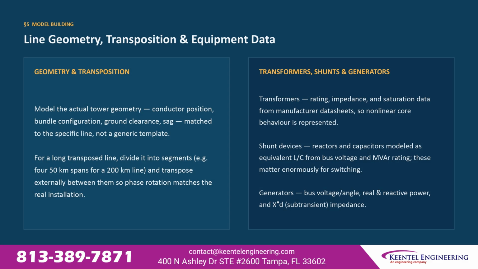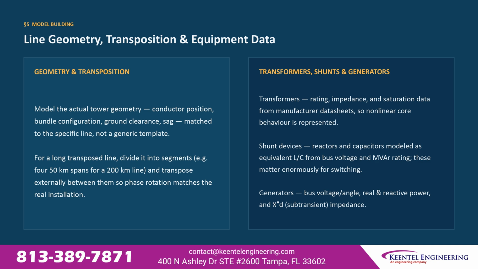The frequency-dependent model is only as good as the geometry data fed into it. Actual tower geometry must be used: conductor position, bundle configuration, ground clearance, and sag, matched to the specific line, not a generic template. For a long transposed line, divide it into segments and transpose externally between them. A 200-kilometer line, for example, becomes 4 50-kilometer spans with external transposition blocks between each.